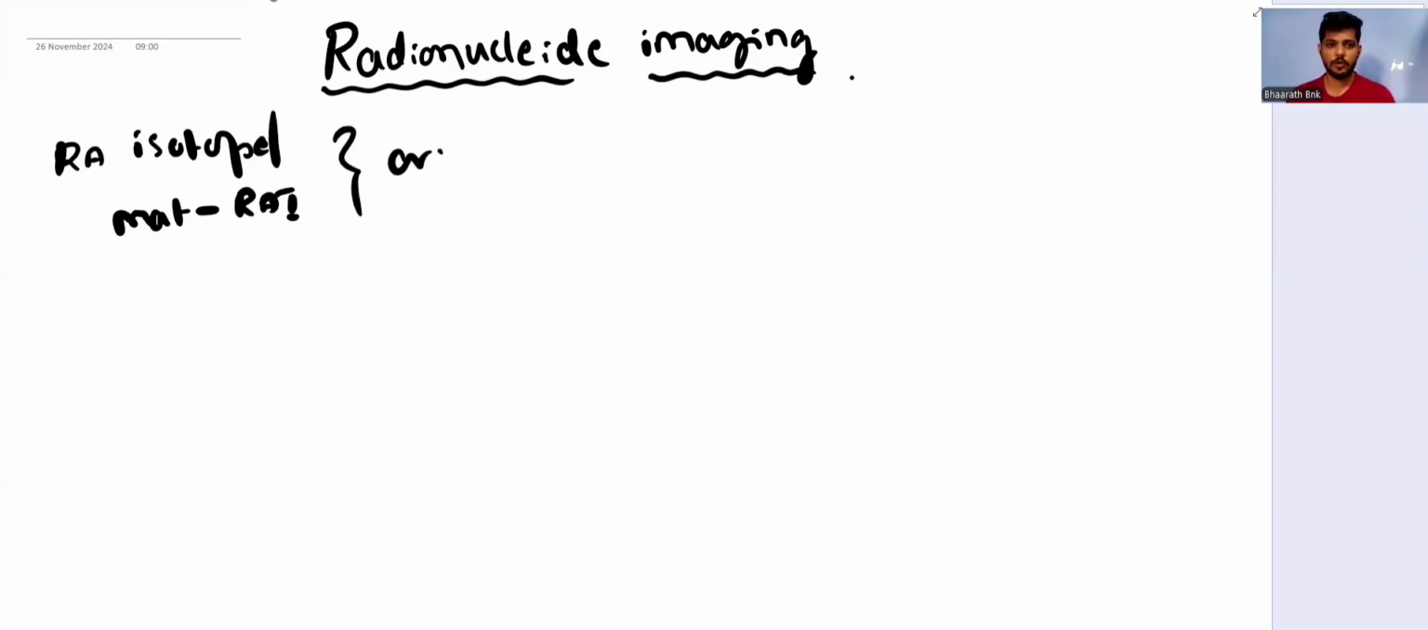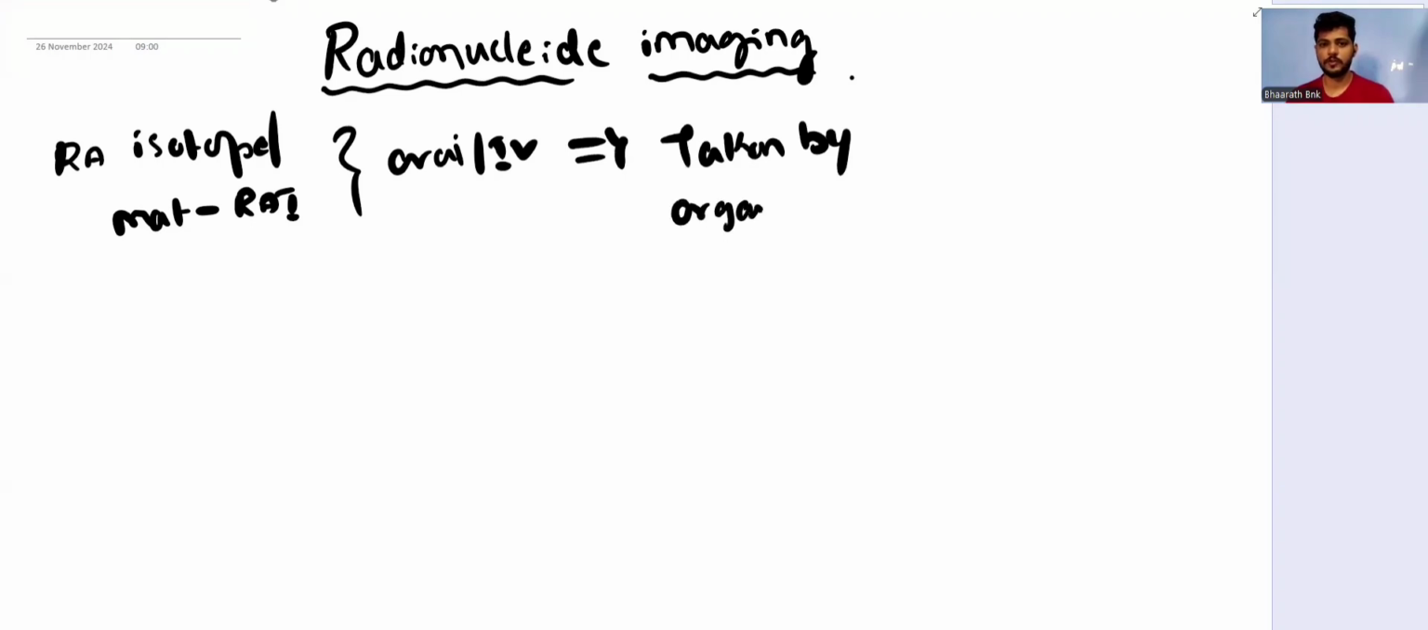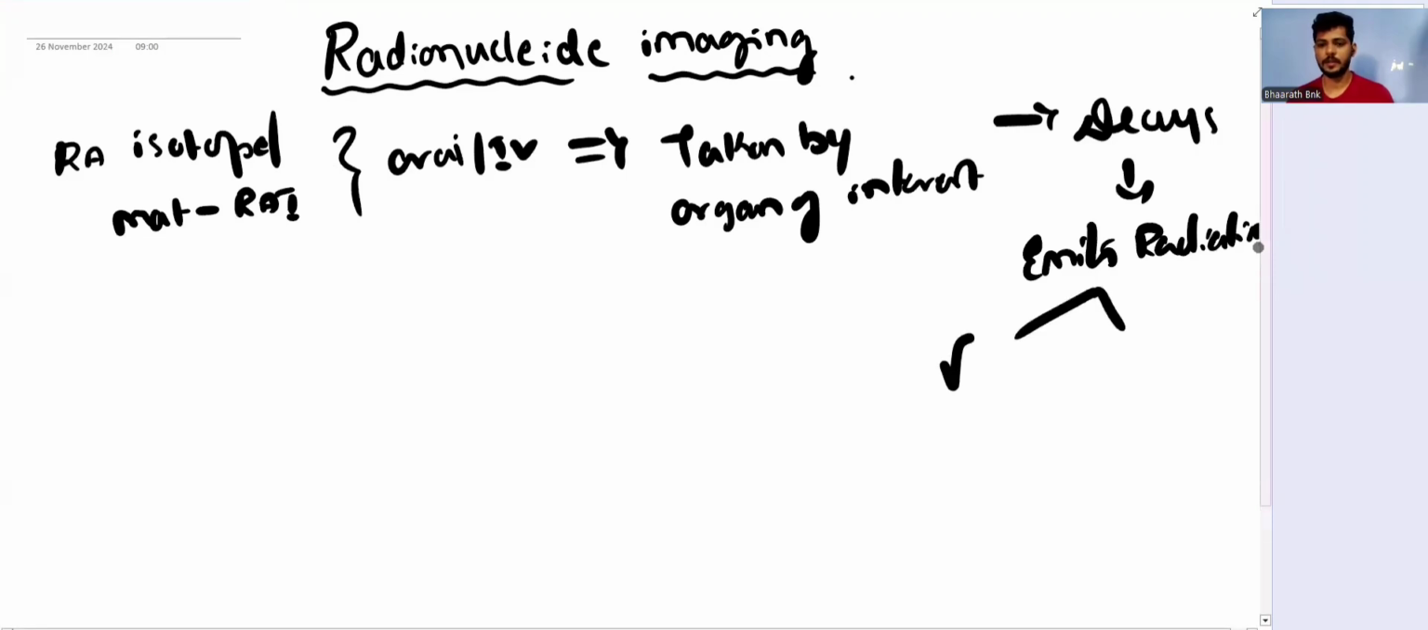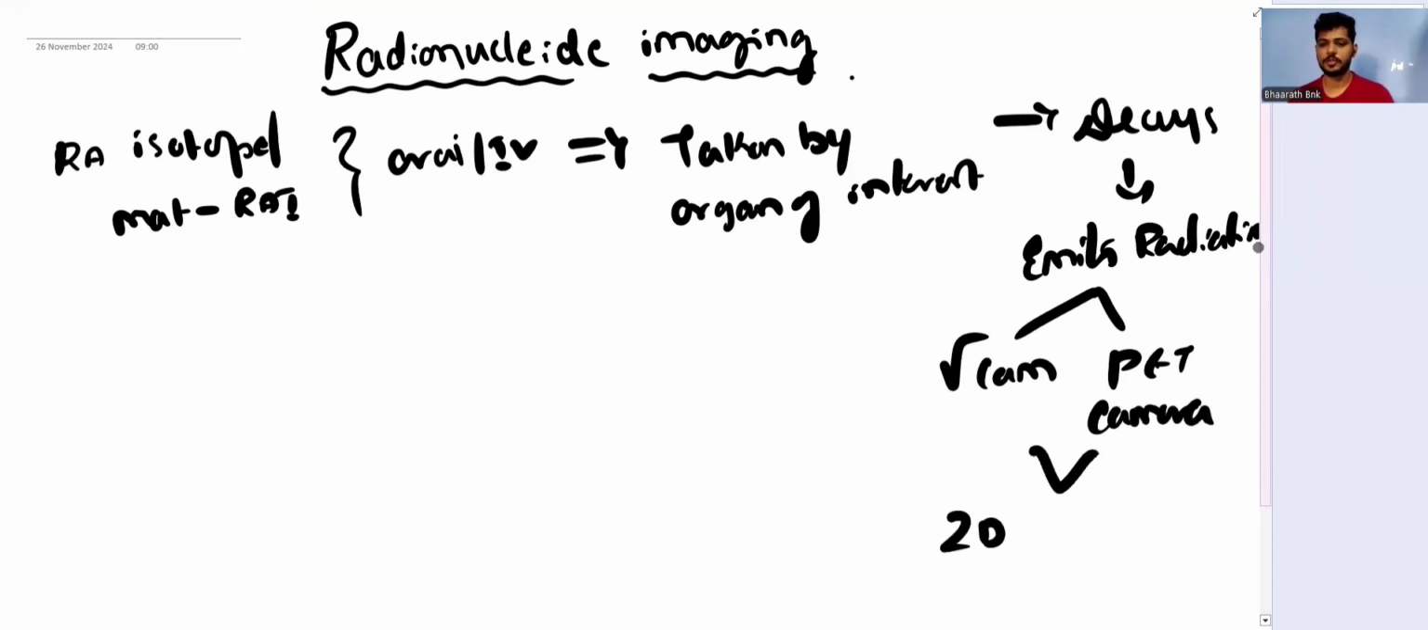Now, this is given either via the oral route or via the IV route, and it will be taken up by body tissues, the organ of interest. Once it is taken up, this radioactive isotope decays. As it decays, it emits radiation, and this emitted radiation is picked up either by a gamma camera or by a PET camera, and that will produce either a 2D image or a 3D image. Right? So this is a functional investigation.